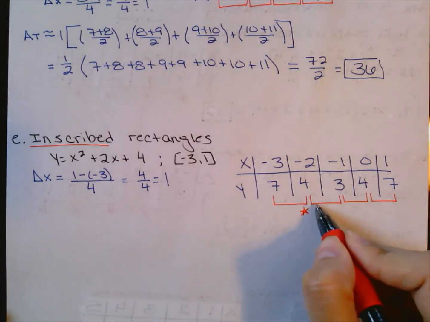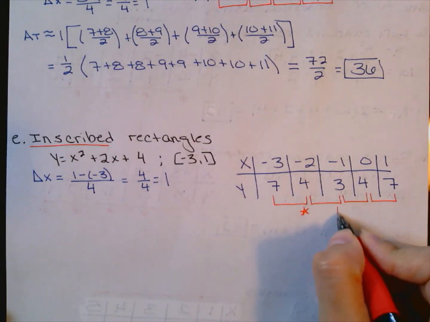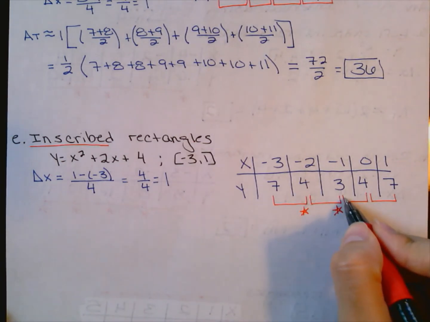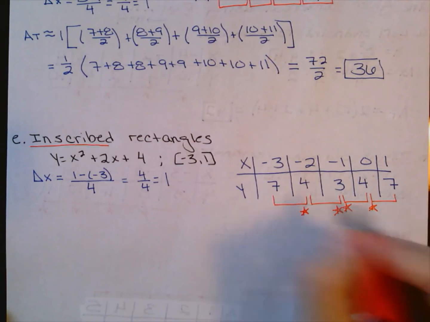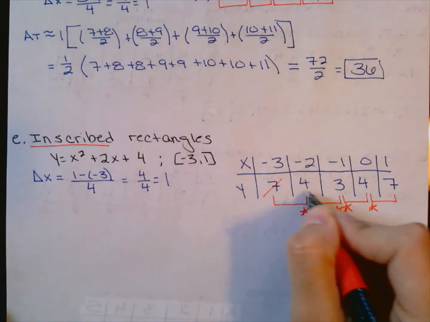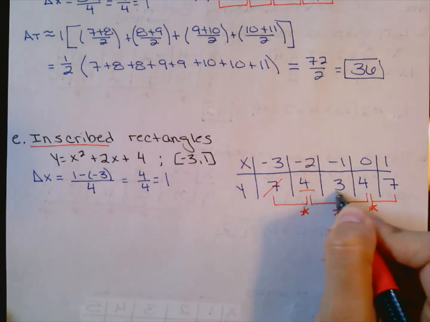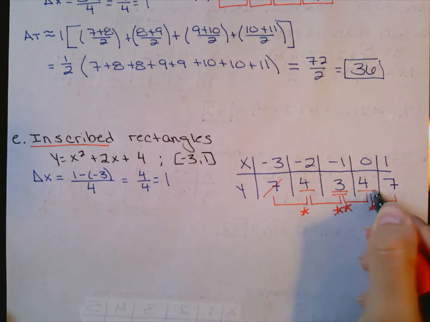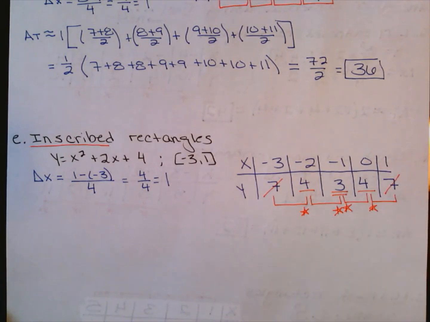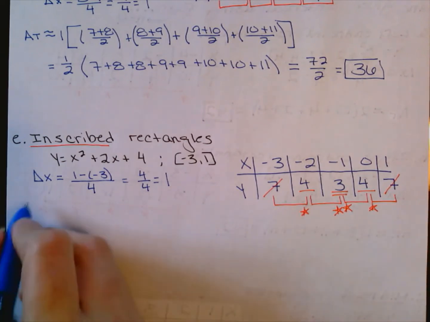Now for my second rectangle, who's smaller, 4 or 3? I'm picking the 3. From the next one, who's smaller, 3 or 4? I'm picking the 3 again. And from 4 and 7, I'm picking 4. So I'm not going to use the 7. I'm going to use the 4 once. For this rectangle, I'm using the 3. For this rectangle, I'm going to use the 3 again. And for this one, I'm going to use the 4. If this was a circumscribed rectangle, we'd be using, instead of the smaller number, just the bigger number. That'd be the only change.